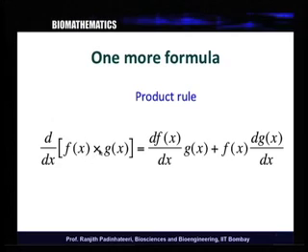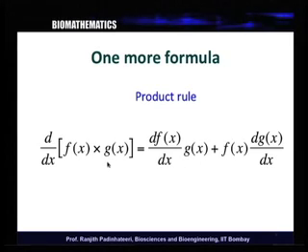So, f of x times g of x, the product of two functions, and if you want to find the derivative of this product, d by dx of f of x times g of x, the idea is very simple. First, find the derivative of f of x and multiply it with g of x, and add to it the derivative of g of x multiplied with f of x. So, this is simple: df by dx multiplied by g of x plus f of x into dg by dx. This is the product rule of differentiation.